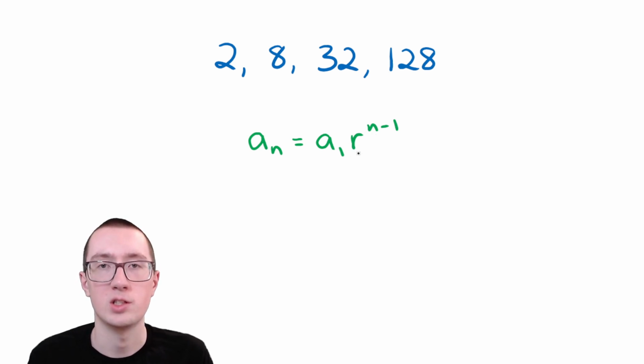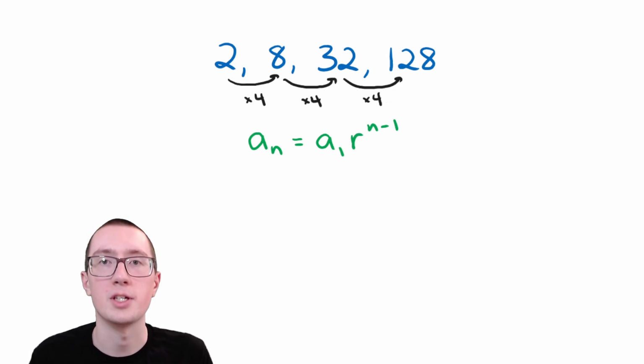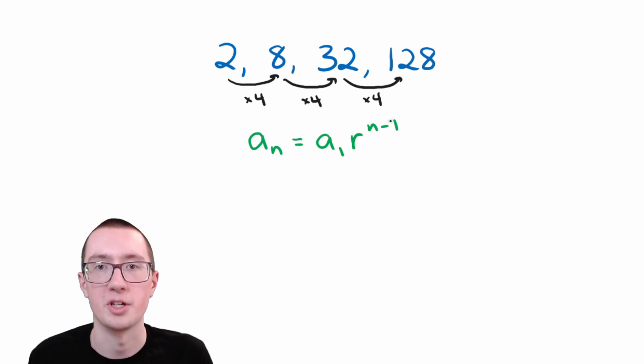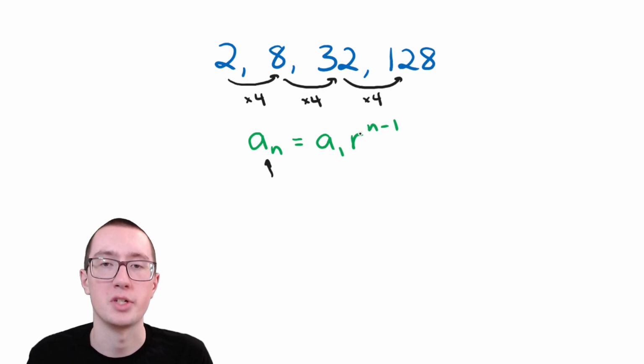Now r, this is probably the most important part, r is going to be whatever number we're multiplying by. Remember we said that to get from this number to this number, we're multiplying by 4 each time. So this means that r is going to be equal to 4. We'll get to that in a bit. And then n minus 1, remember n is whatever number we're on. So for example, if we plugged in the fourth number right here, then we would plug in 4 for n, and we would get r to the 4 minus 1, or r to the third.